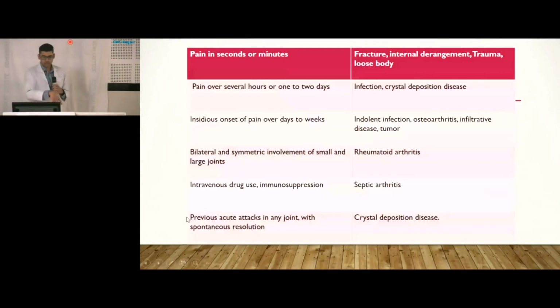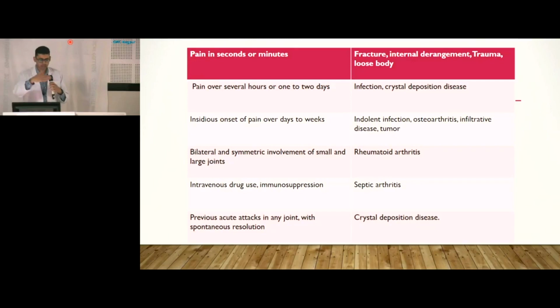So this is, I would say, the edifice of monoarthritis: whenever the patient is coming to you with the complaint of monoarthritis, it has been divided into different parts. Pain in seconds would usually be traumatic; pain over several hours to days would be infection or crystal arthropathy; insidious onset would be indolent infection or a primitive stage of inflammatory arthritis which would be progressing to involve other joints, a bilateral symmetrical involvement. So from here it would be a case of polyarthritis.